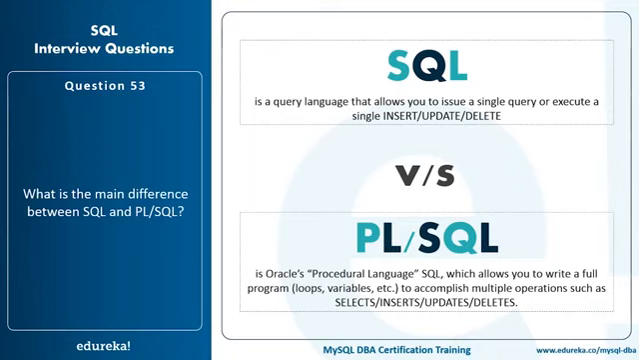So guys, that is the main difference between SQL and procedural language SQL. In SQL, you just have to write a single query to execute an insert, update, or delete. And in procedural language SQL, you have to write a full program with loops and variables to perform multiple operations like insert, update, delete, and select.